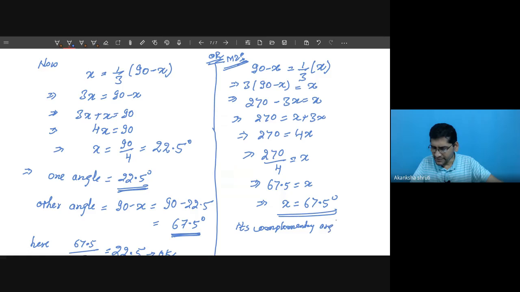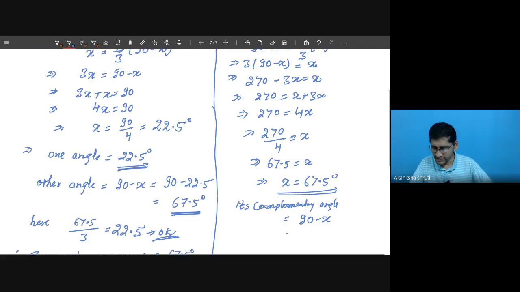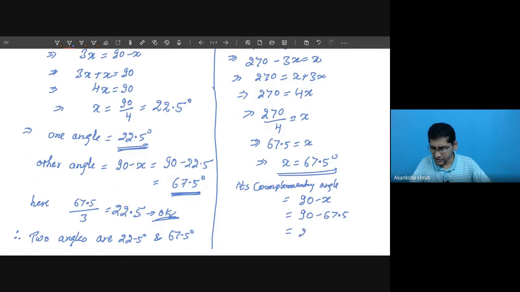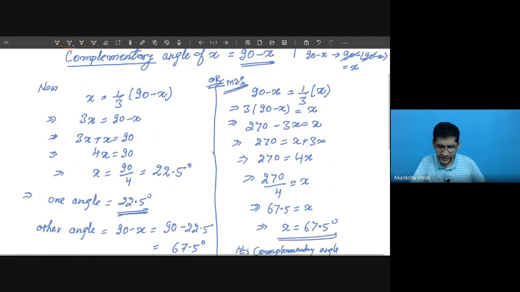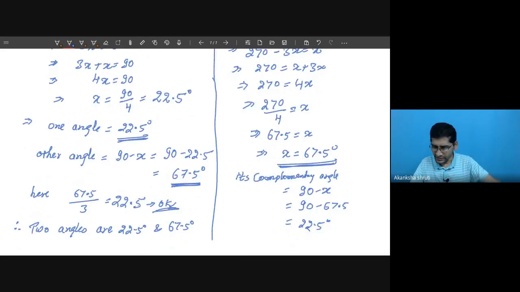So what is its complementary angle in this case? Again, it will be 90 minus X. So subtracting 90 minus 67.5, you will get 22.5. So students, if you choose this way, say 90 minus X as the angle and its complementary X, then you will get this bigger value of X. The other angle, 90 minus X, will be the same, 22.5.